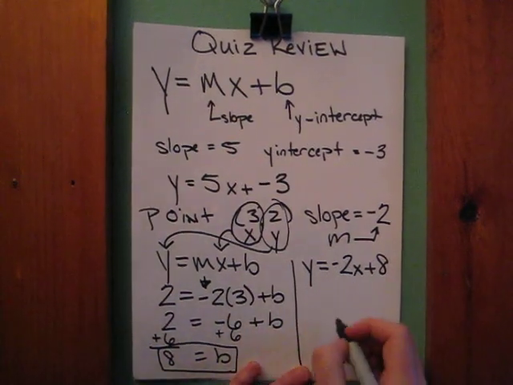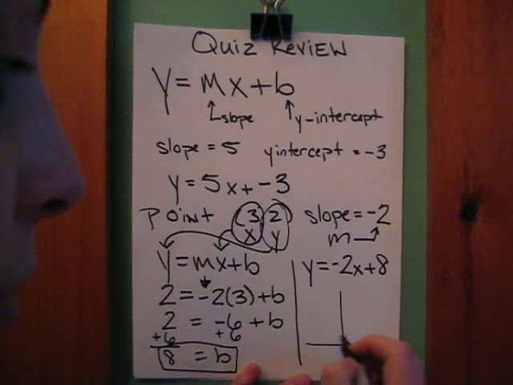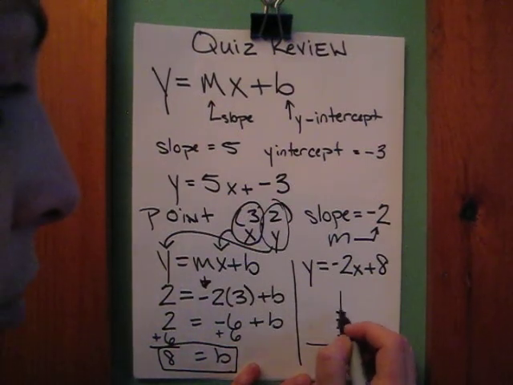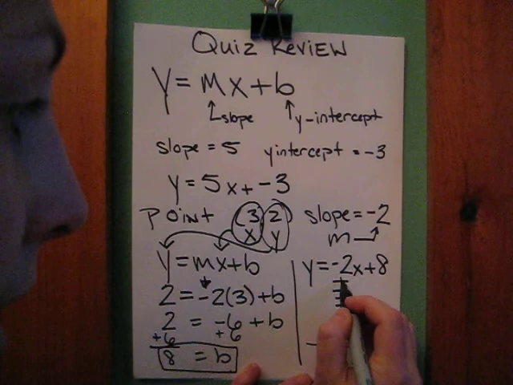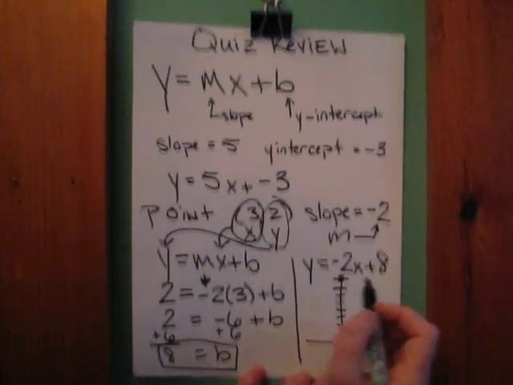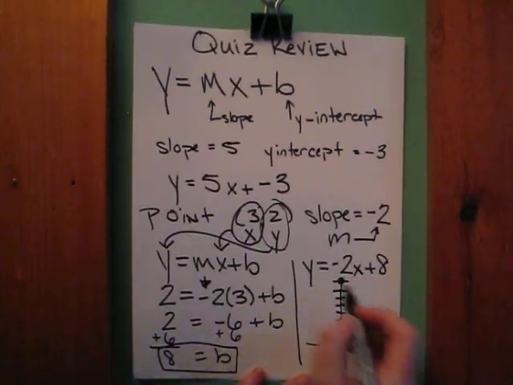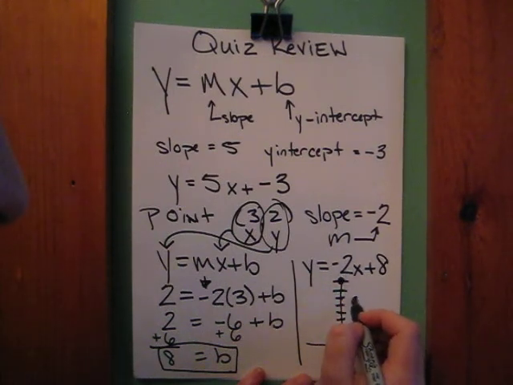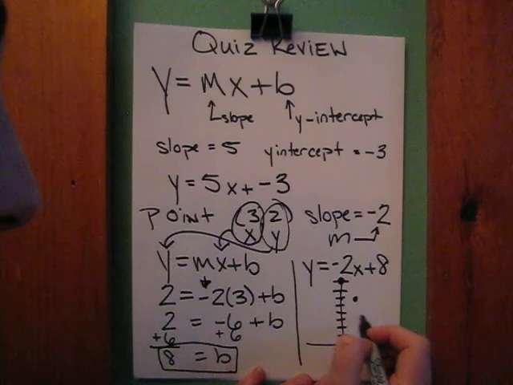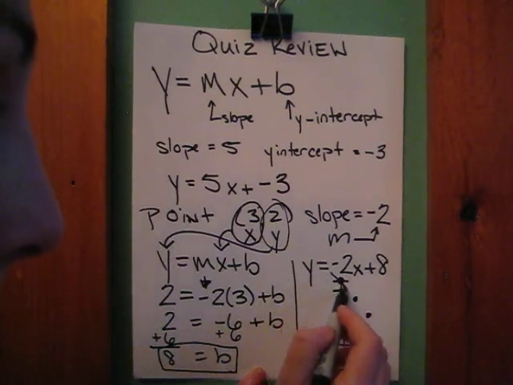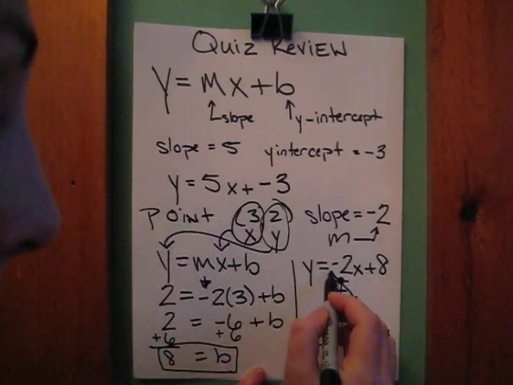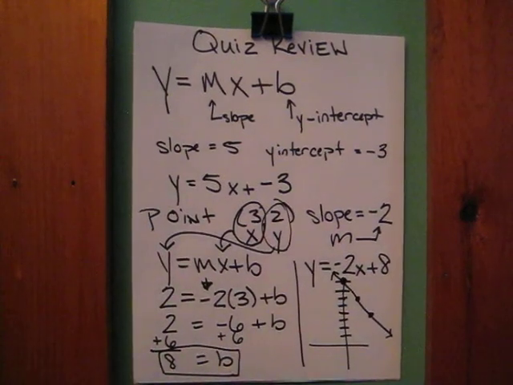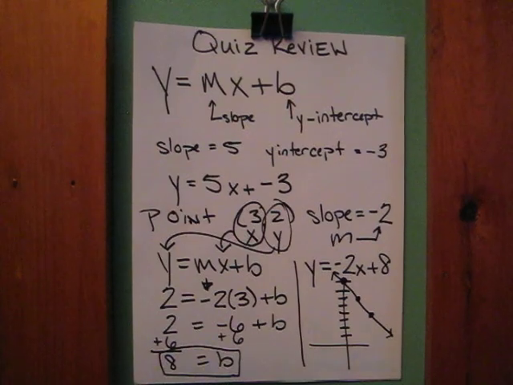You don't have to graph on this quiz, but just to give you a demonstration of what that graph would look like, I'd go 1, 2, 3, 4, 5, 6, 7, 8. I'd put a dot at 8 because that's my y-intercept, and I go down 2 because it's -2 and over 1 and put a dot, and then I go down 2 and over 1, and that's how I would graph that line. So that's the first part of the quiz, is writing in y equals mx plus b format.